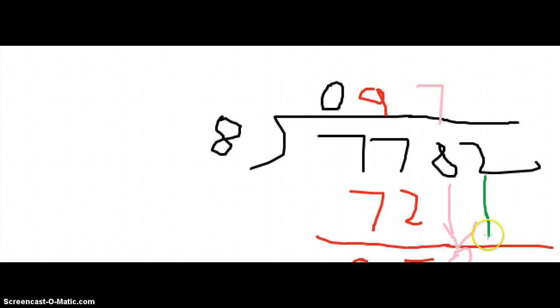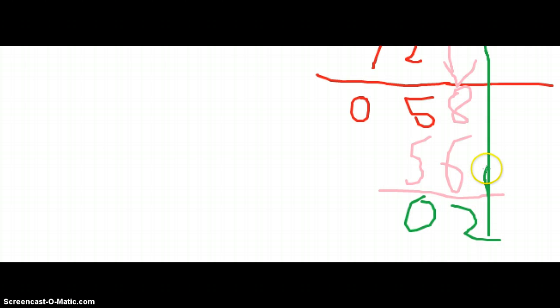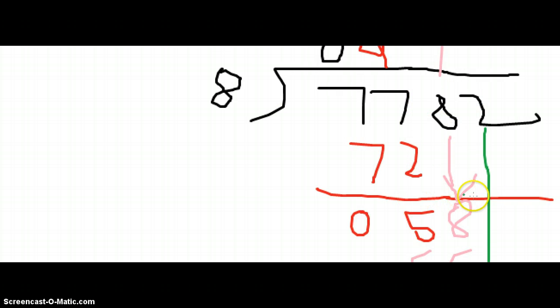Then you're going to bring the 2 you have up there down, right here. That makes it 22. Now you're going to write equal to 2. What's it going to be? It's going to be 8 times 2, 16, because if you go to 3, it's 24, right?